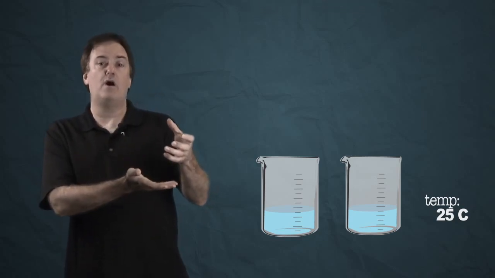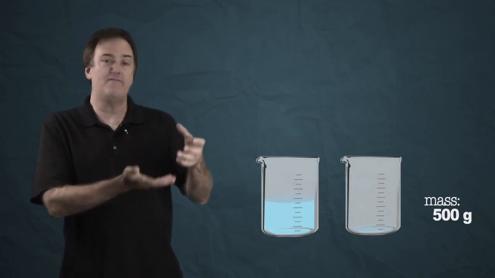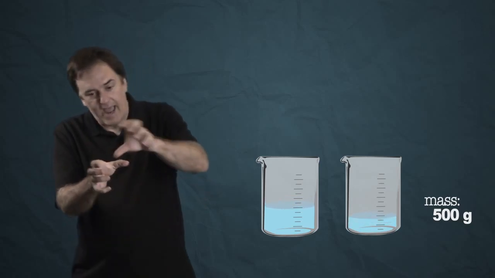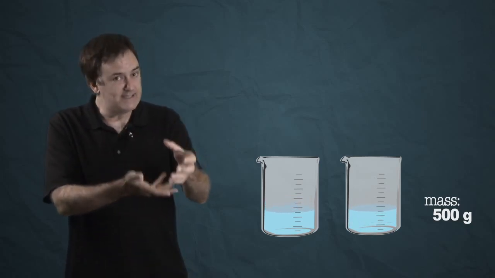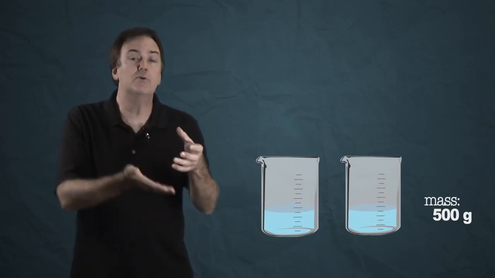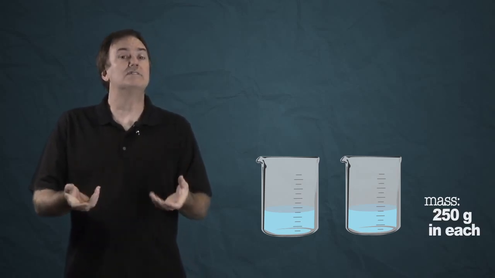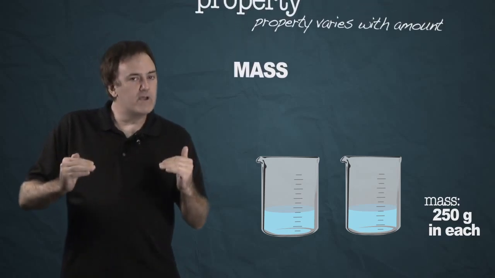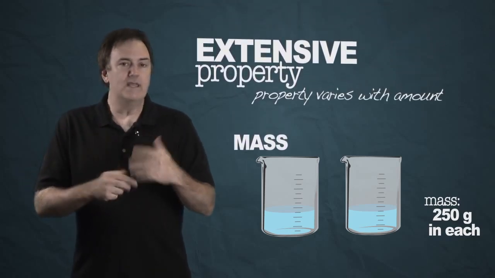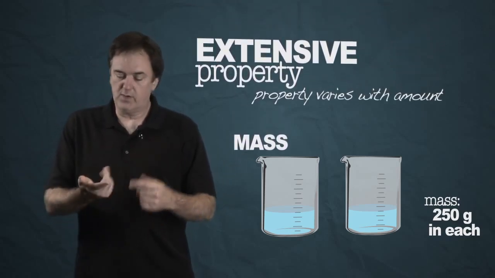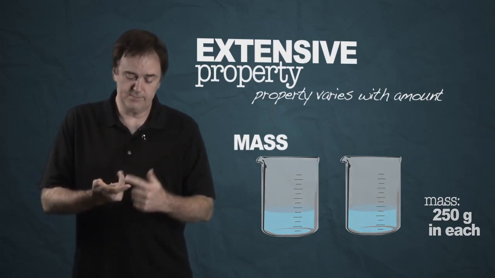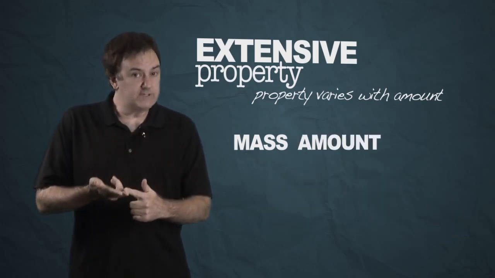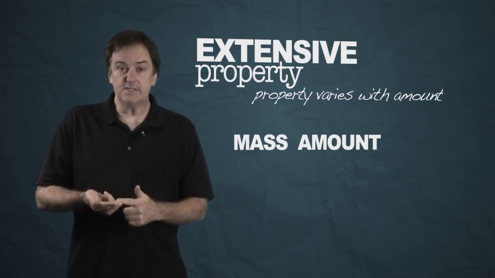Now, let's compare that to the mass of the water. If I have a glass of water, I know its mass is, say, 500 grams, and I pour half of it out. Now the mass is not 500 grams, it's 250 grams. That's because that's an extensive variable. Extensive properties vary with the amount, and we love to quantify amounts. We quantify in mass in grams, we quantify amount itself in moles of substance.